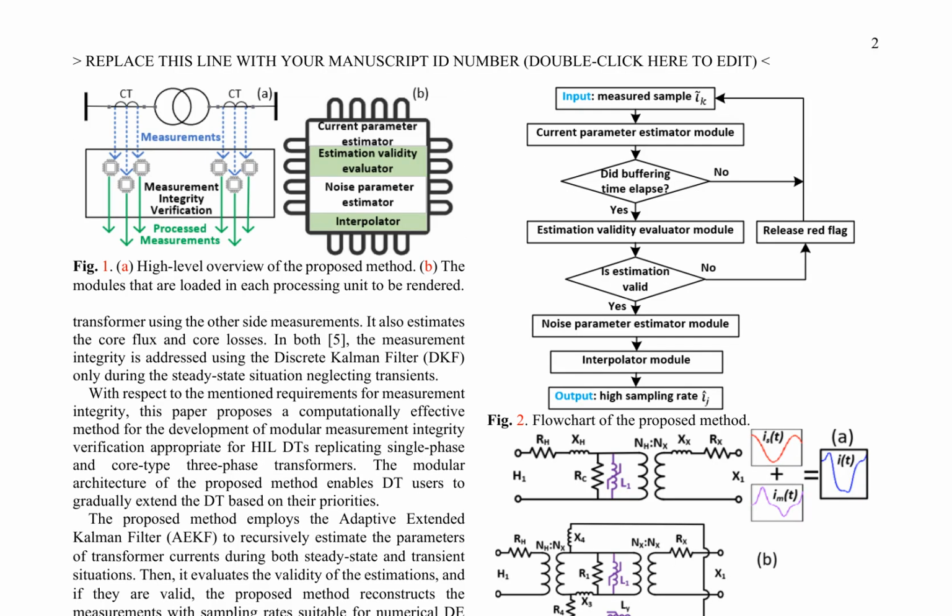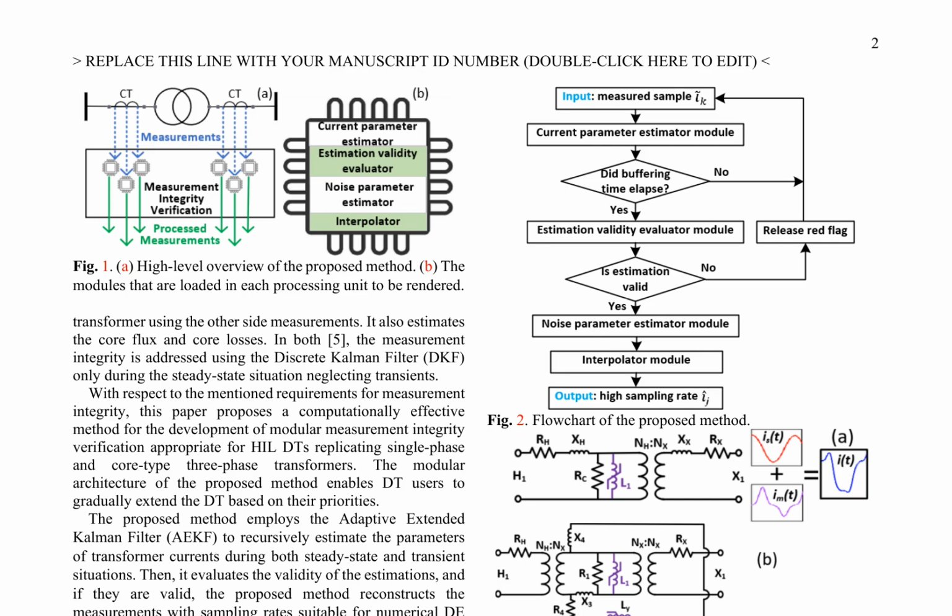A novel method for modular measurement integrity verification is proposed for hardware-in-the-loop digital twins replicating single-phase and core-type 3-phase transformers. This approach employs an adaptive extended Kalman filter to recursively estimate transformer current parameters during both steady-state and transient situations. The filter evaluates the validity of the estimations and, if valid, reconstructs the measurements with suitable sampling rates for numerical differential equation solvers. The proposed method's modular architecture enables users to gradually extend the digital twin based on their priorities.